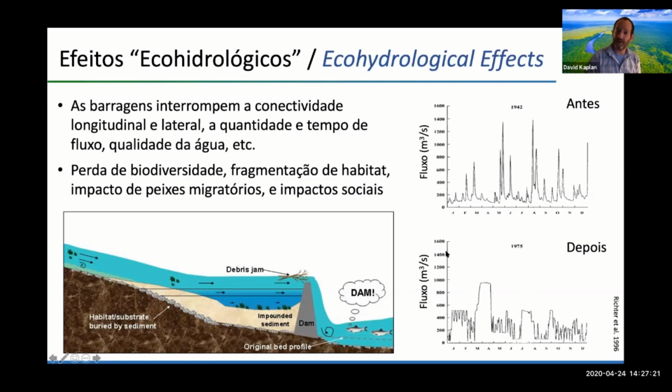And you don't have to be a hydrologist to look at this figure and note that there are attributes of the natural flow regime that are very different from the managed flow regime. So taken together, these losses of connectivity, both upstream to downstream and from the river to its floodplain, lead to losses in biodiversity, habitat fragmentation, and even all the way to impacts on social and economic systems.